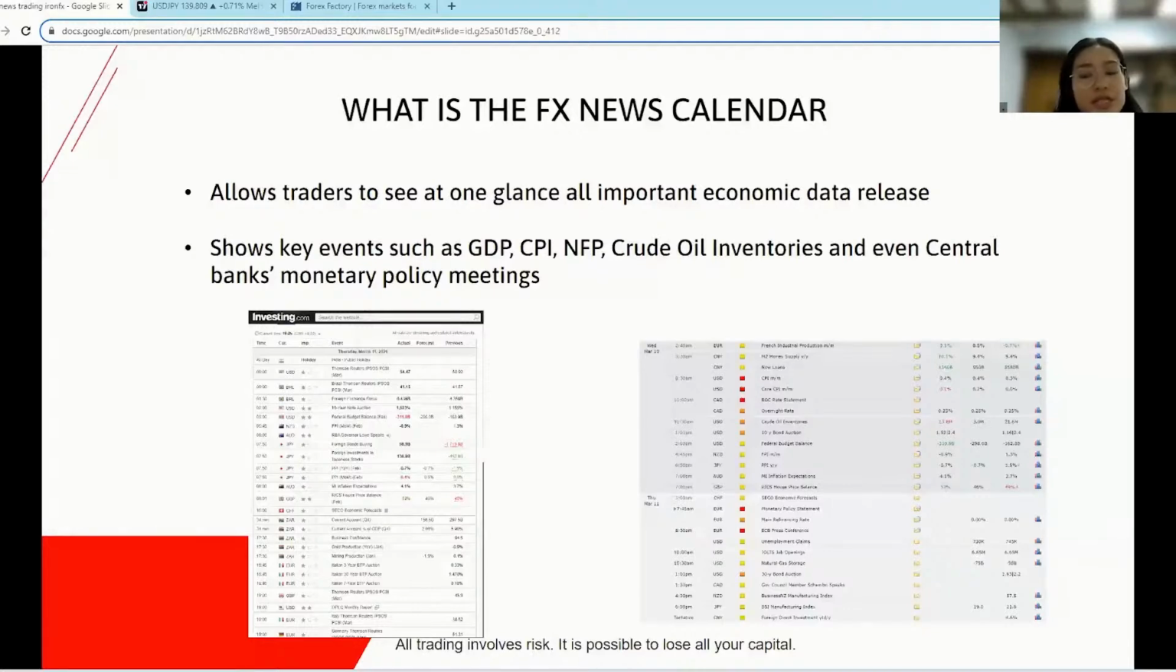So we want to keep track of the leading economic index or range of composite indexes, such as the coincident index of major economies. Then we use the information that we have at hand to help us to gauge the economic sentiment and volatility levels of the instruments that we are trading. Okay, so you can see here these events, all of the major events include GDP, CPI, NFP, crude oil inventories, and central bank's monetary policy meetings as well.